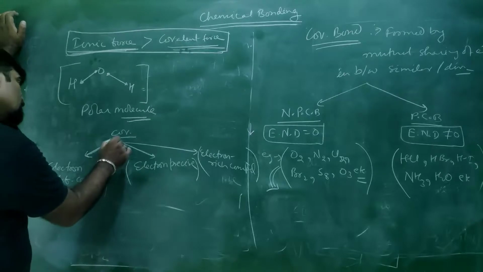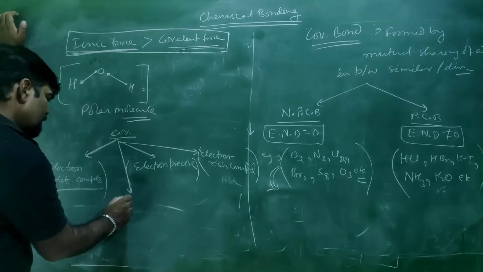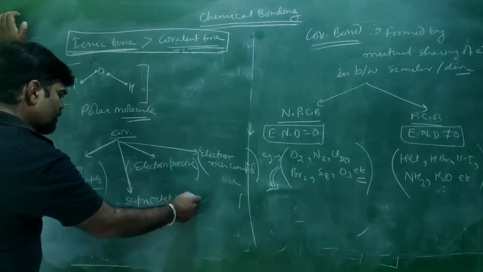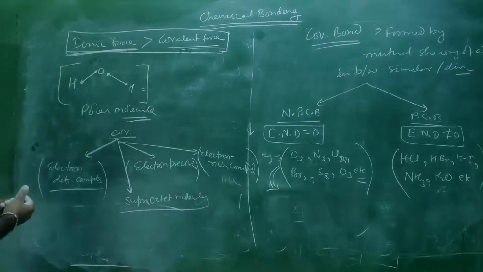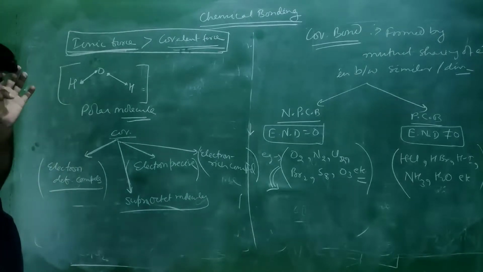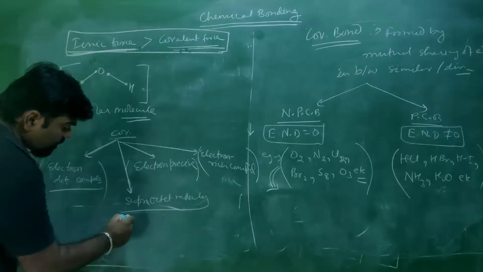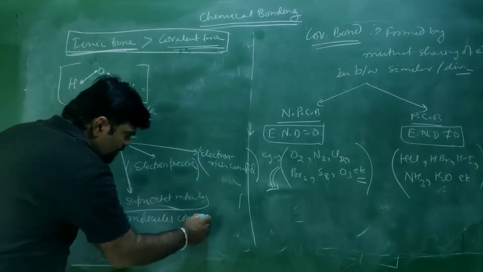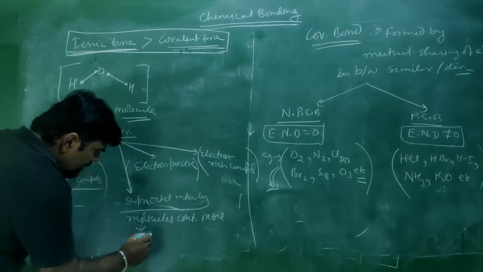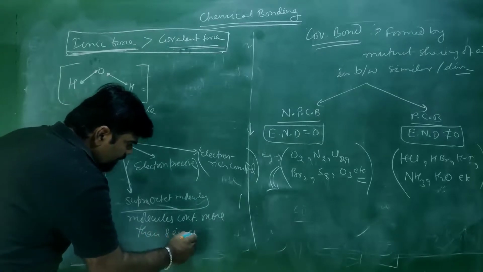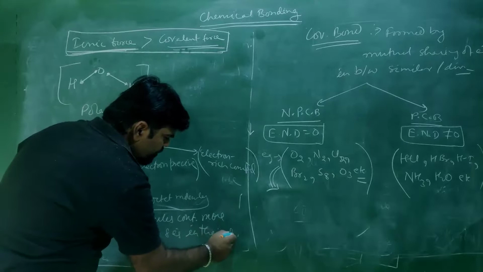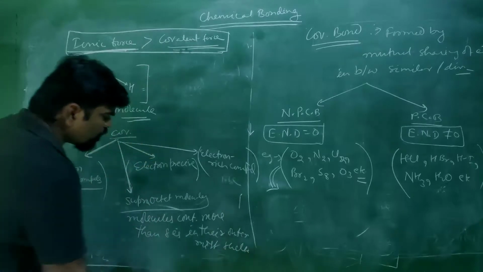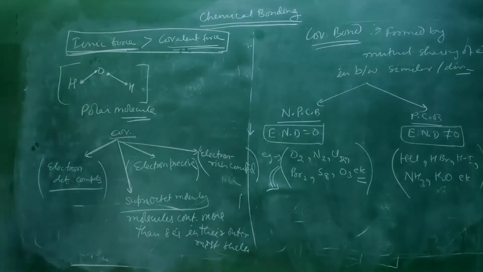It can also be divided as supraoctet molecules. Supraoctet molecules are molecules containing more than 8 electrons in their outermost shell.